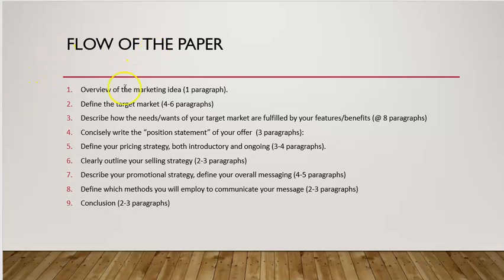Okay, so the flow of the paper looks like this. You want to start with your overview of the marketing idea. That is largely going to be driven from the introductory document to the project itself, where you found some resources and all that kind of thing, the background information. Define your target market. That was from your first milestone. You want to describe how the needs and wants of your target market specifically are being fulfilled by your product's features and benefits, right? And that was milestone number 2. Concisely write a position statement of your offer, very important thing. So if you needed to work on that, please get that cleared up. That was also from milestone number 2.